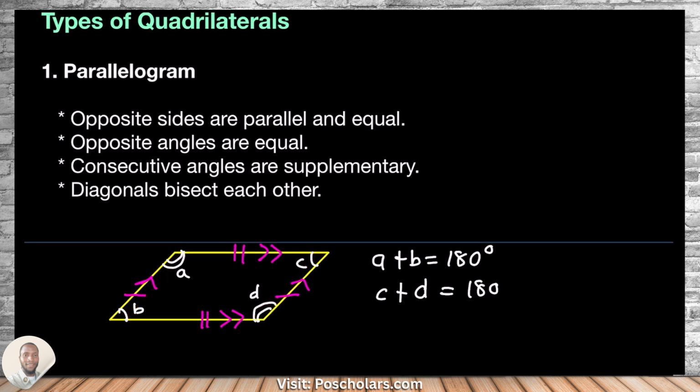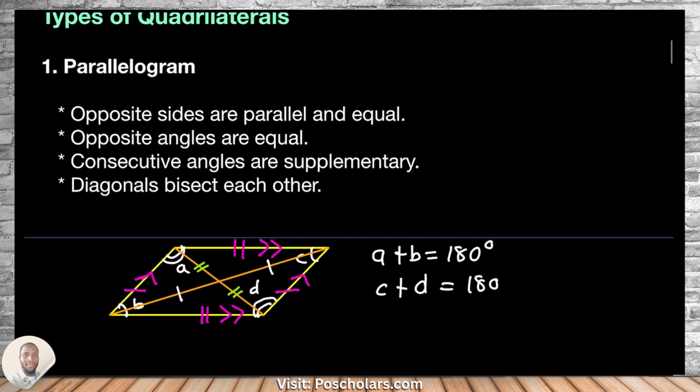Next, diagonals bisect each other. Let's check it out. The first diagonal will be from here to here, right? The second diagonal will be from here to here. You can see that the diagonals indeed bisect each other. That means the length of this side is equal to the length of this side, and also the length of this side is equal to the length of this side. So these are the properties of a parallelogram. Please, you need to know it so that when you start solving problems, it will come in handy. You won't have to start flipping through your notes, right, to understand the principles and concepts guiding parallelogram.